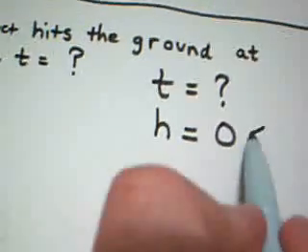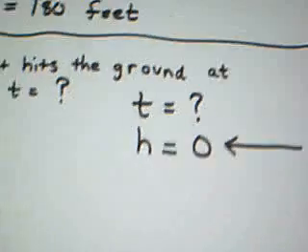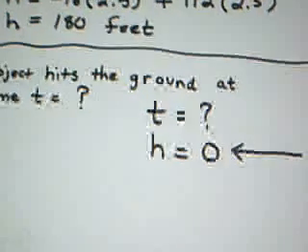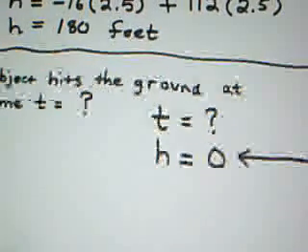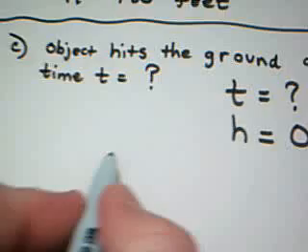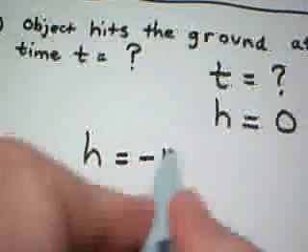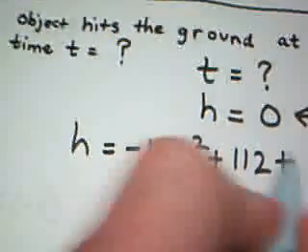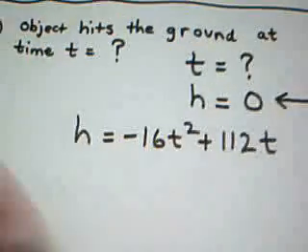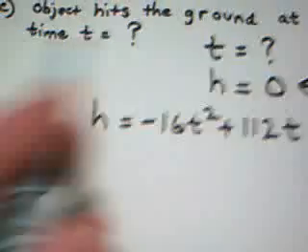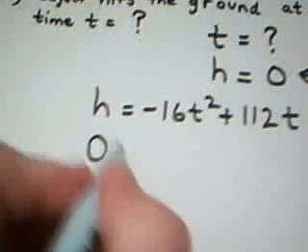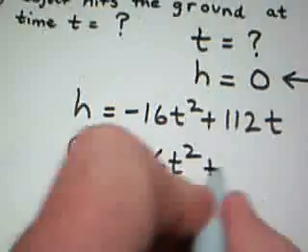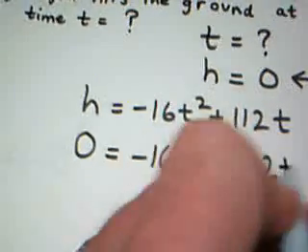And of course, the reason we know that h is 0 is because if the object is on the ground, height is equal to 0. It's 0 feet above the ground. So I take my formula, h equals negative 16t squared plus 112t. That is called my position function, and I set h to 0. 0 is equal to the opposite of 16t squared plus 112 times t.